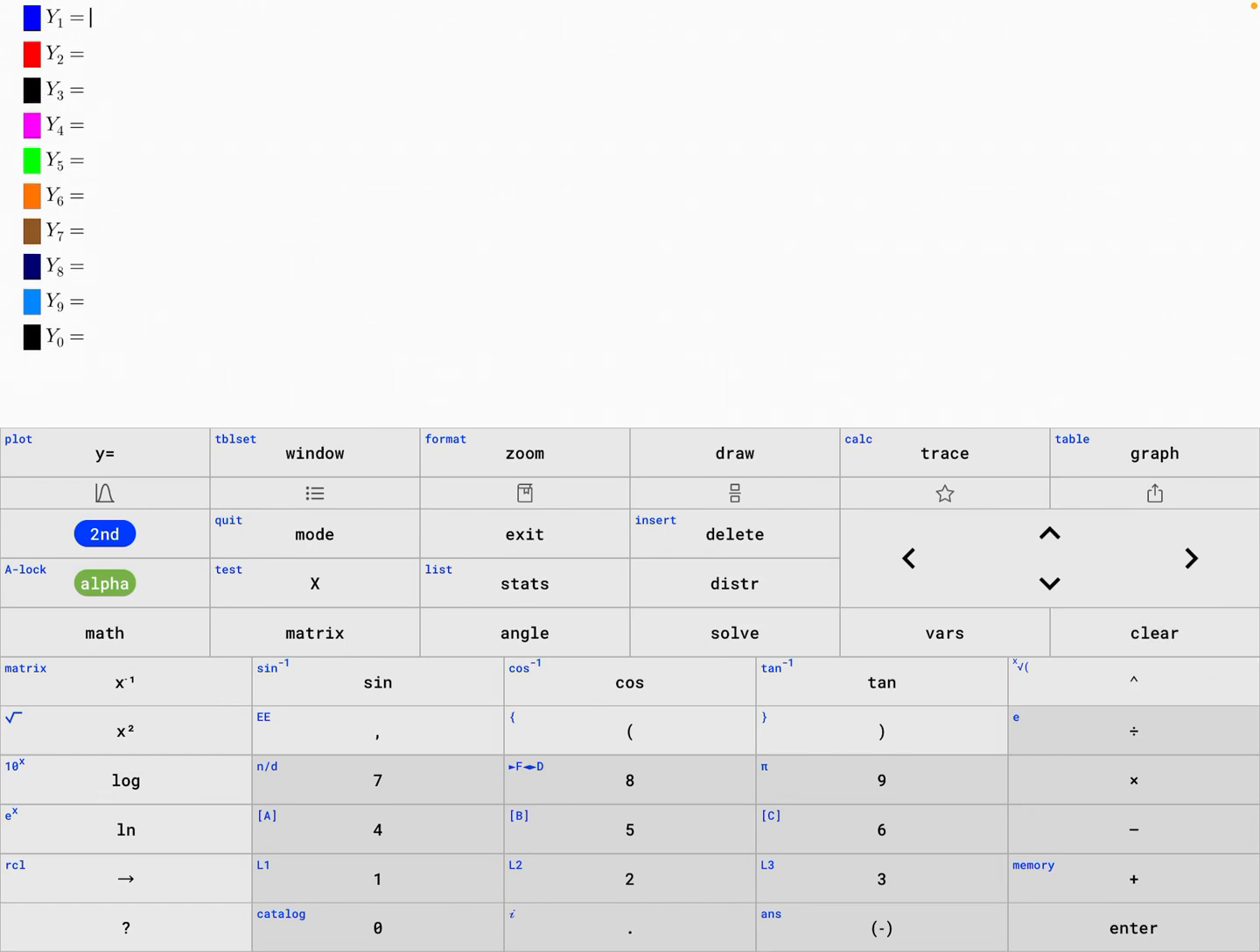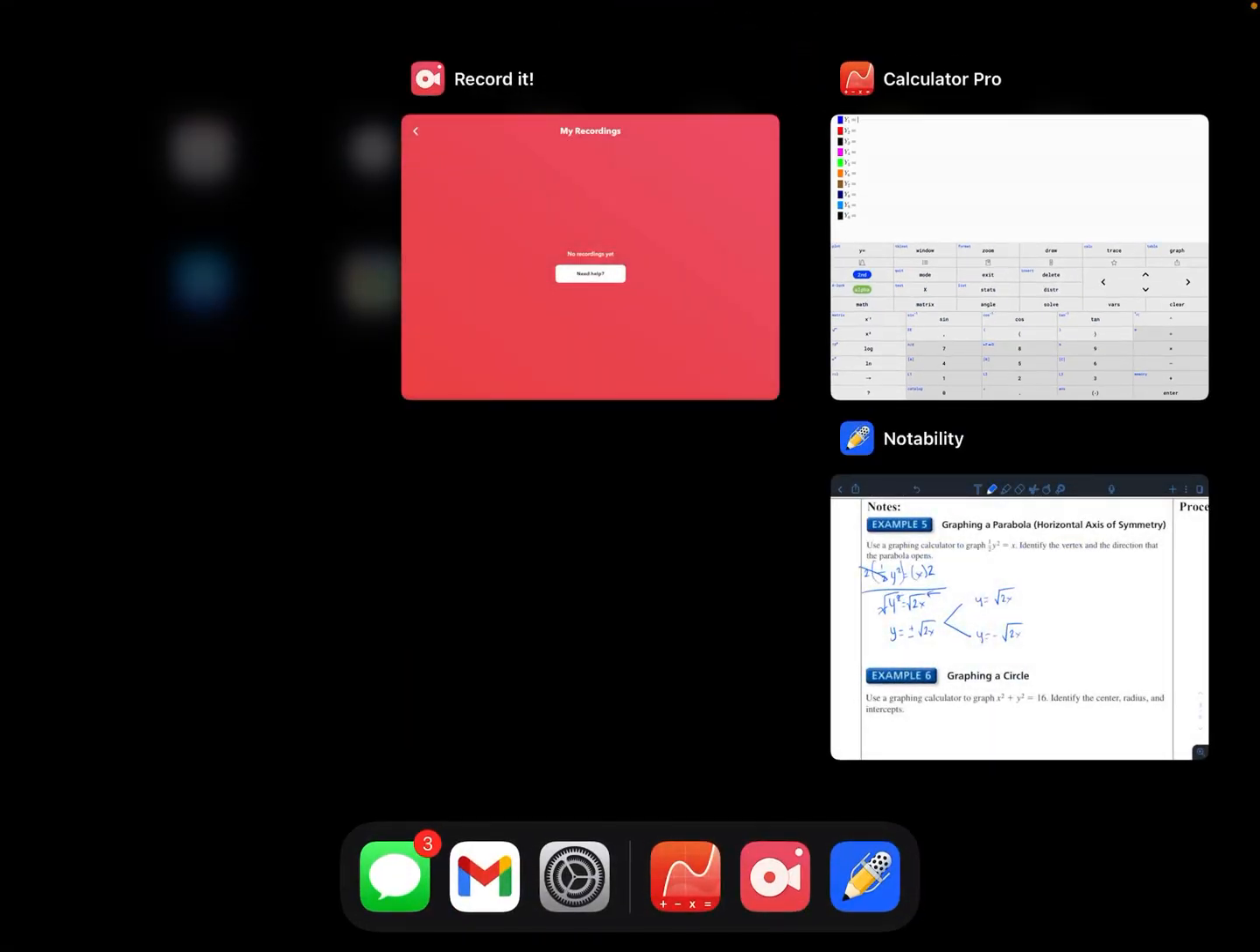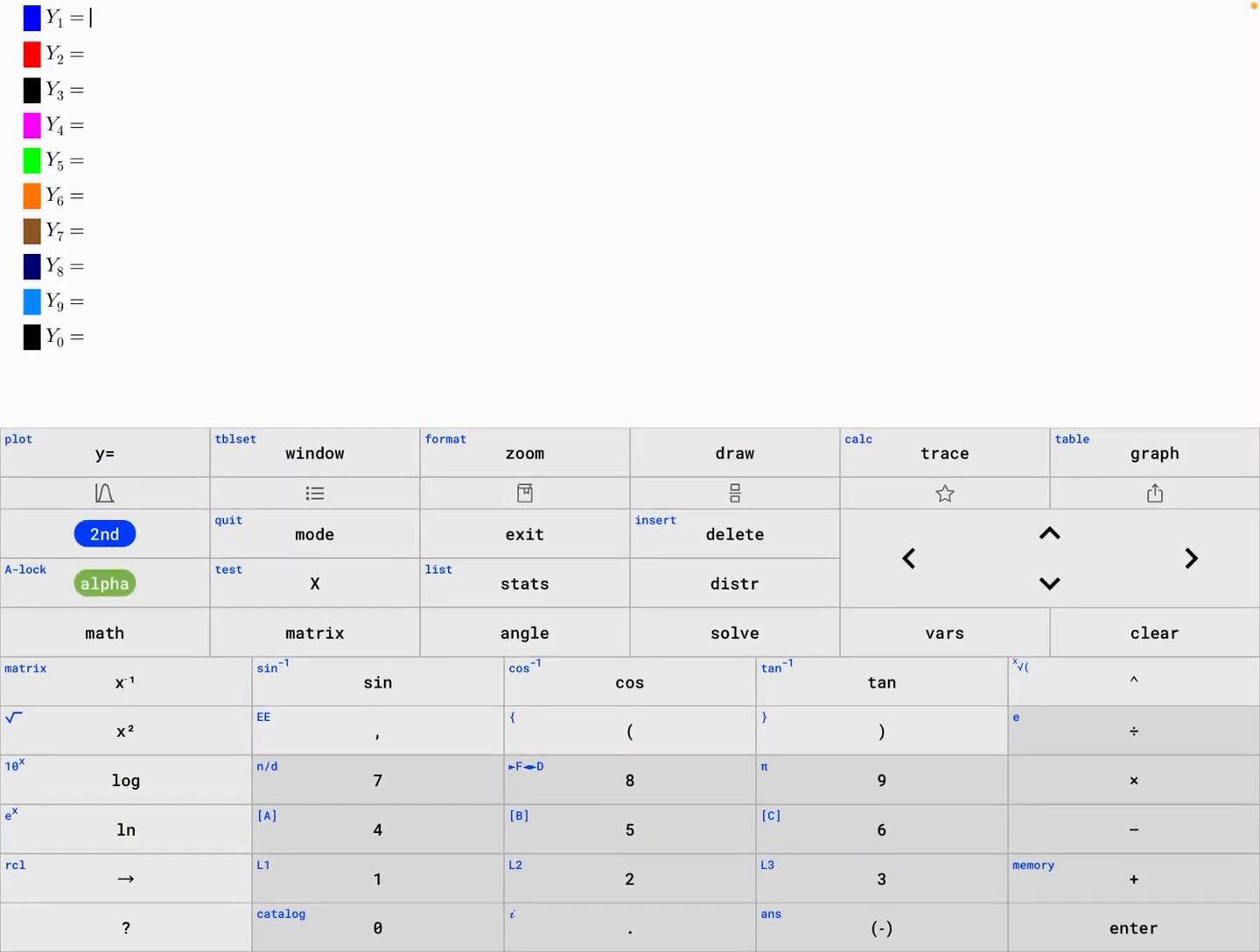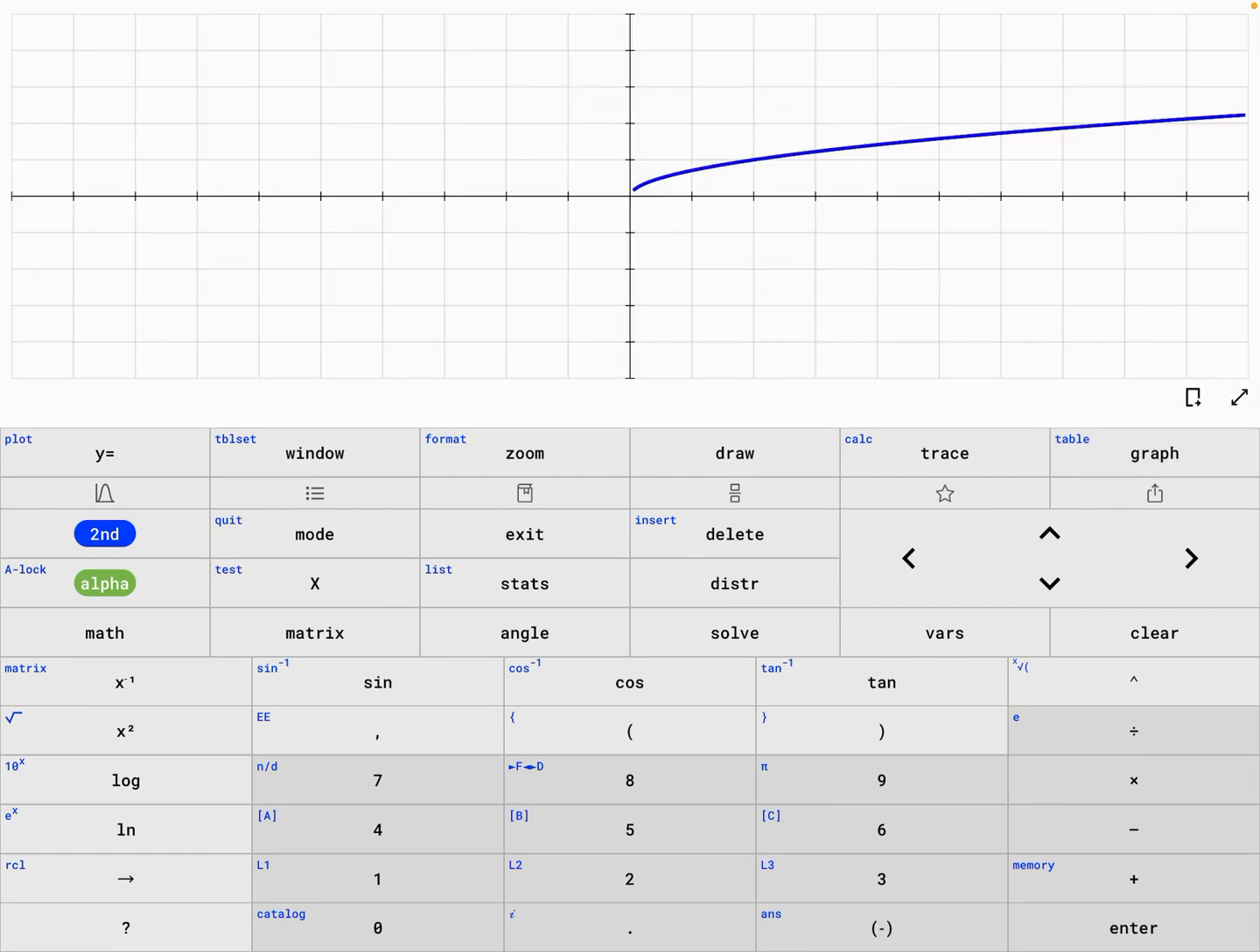Alright, so the first thing I have is y equals 2 square root of 2x. So, square root of 2x. When I graph that, you can see that this is what it looks like. So that looks like a radical function, right? That's a typical radical function.